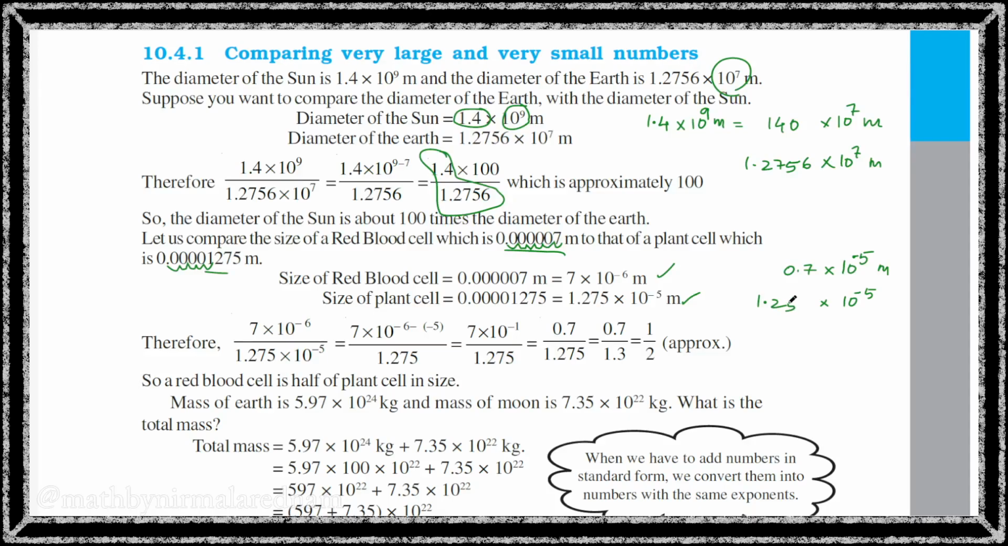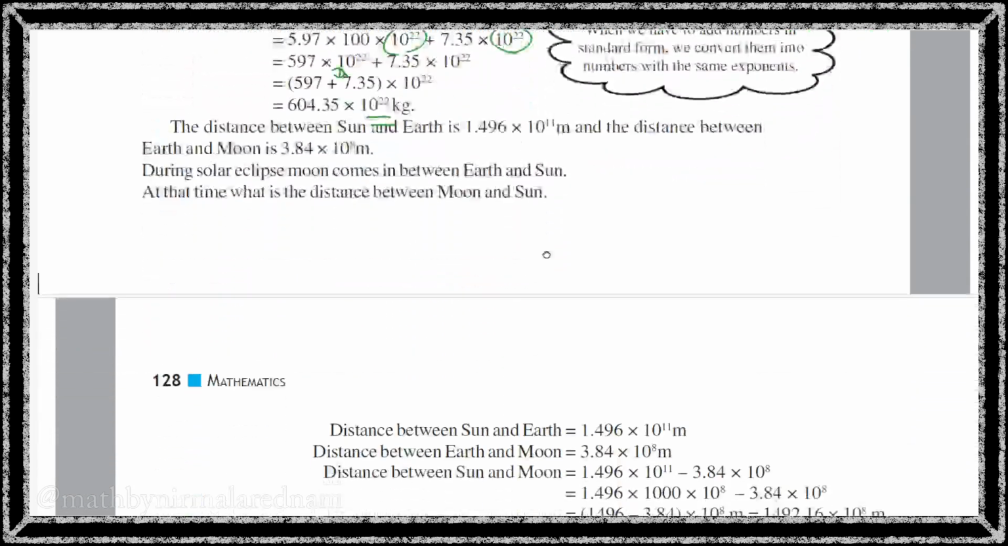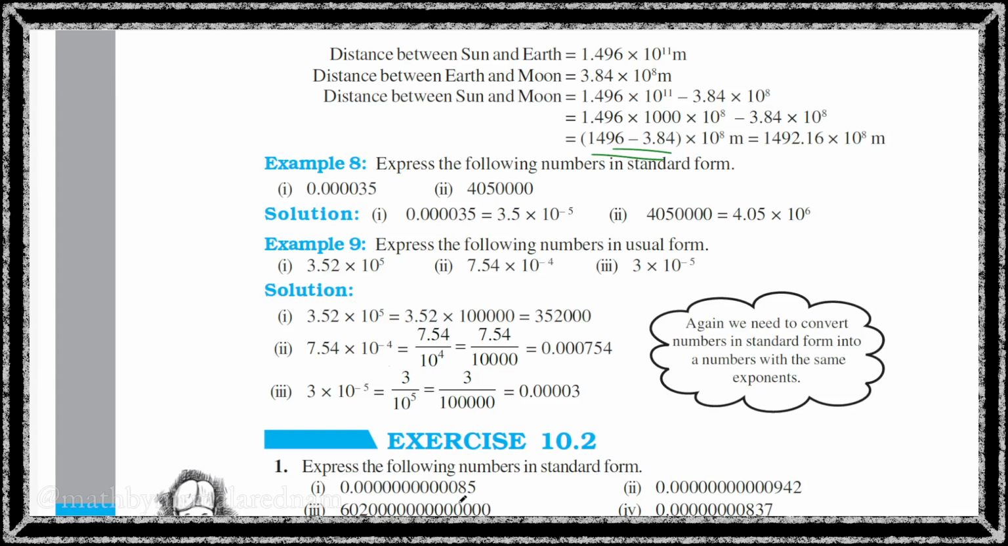So you can clearly see that the RBC is smaller than the plant cell, correct? Because it's 0.7 and here it is 1.257. And now I can add and subtract, and if they have asked us, it's easier to do it when you have it like that. So that's what they have done here. You have mass of earth, mass of moon. They've written both in terms of 10 power 22 so that you can do the addition part easily. So that is about comparing, adding and subtracting two very large numbers or two very small numbers.